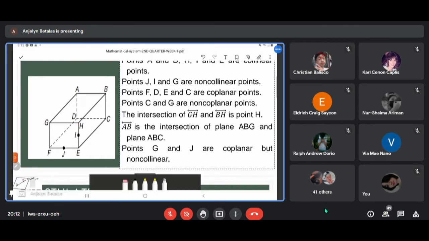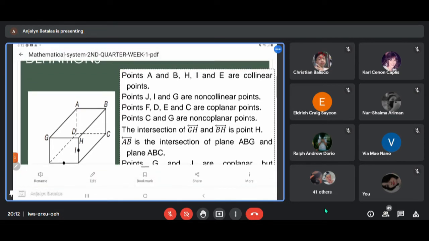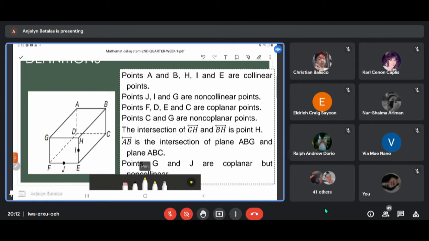From this, points A, B, H, I, E are collinear points. Let's see, A and B, are they collinear? Take a look. Are they collinear? Yes, ma'am. They are on the same line.